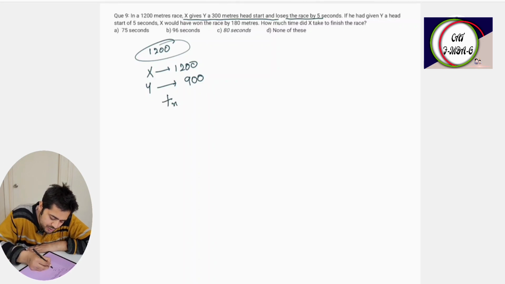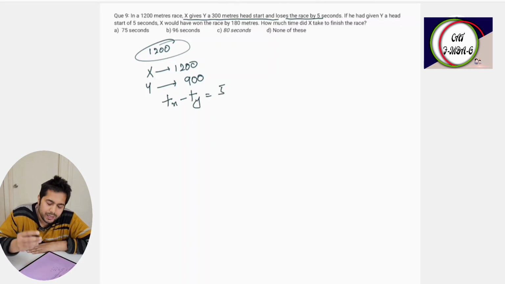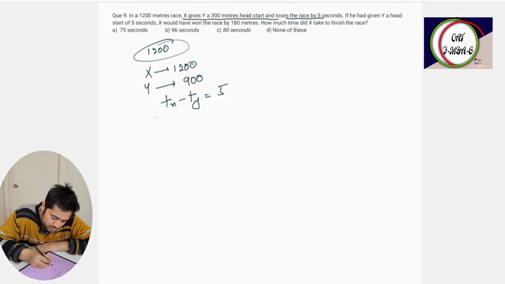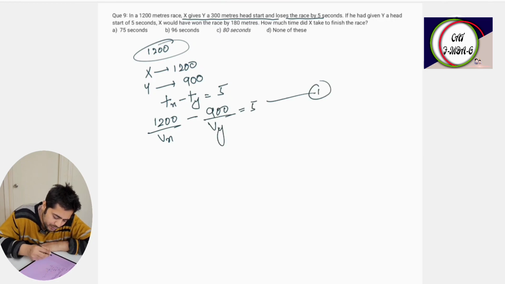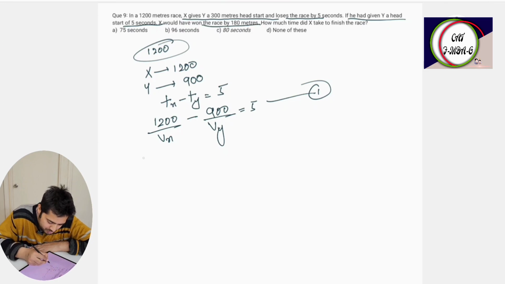So Tx minus Ty is equal to 5. X travels 5 seconds more. So Tx can be written as 1200 divided by Vx, minus Ty, which can be written as 900 divided by Vy, is equal to 5. Equation number 1. Case second, if we had given Y a head start of 5 seconds, X would have won the race by 180 meters.